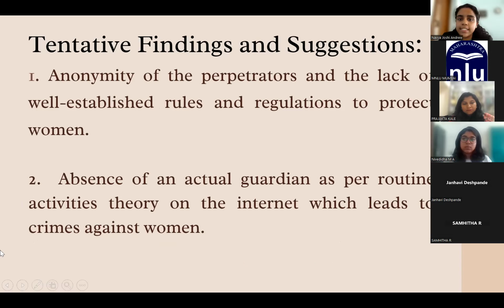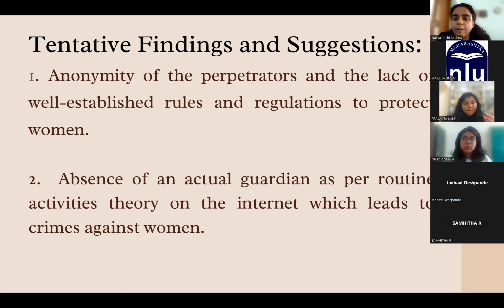Now moving on to my tentative findings and certain suggestions. One of the main reasons is that it's easy to mask yourself online and portray yourself anonymously. A lot of times women go through harassment online, which can include their photos being morphed, or getting hate messages because of their gender when they express their opinions online. A lot of times it tends to happen from an anonymous perspective.